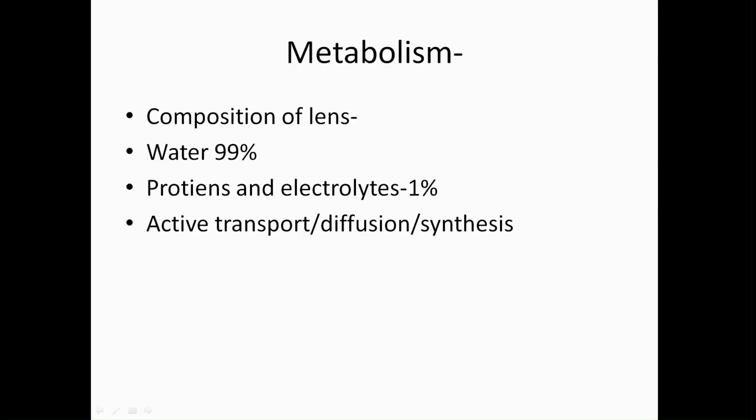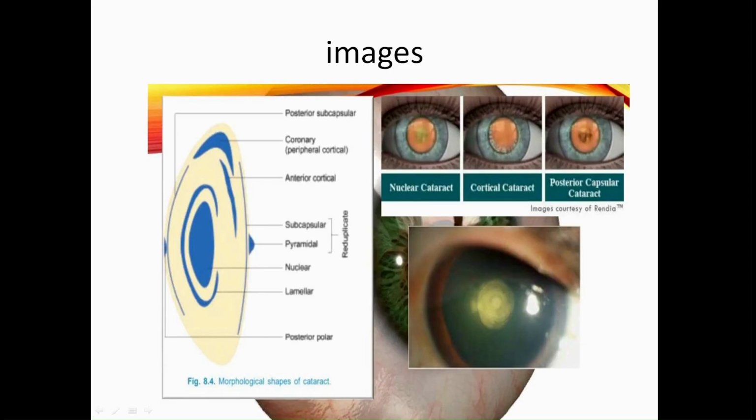What is the metabolism involved in formation of cataract, or what is the metabolism of lens, is extremely important for your long questions, short questions, as well as in your MCQs. Composition of lens is 99% water, 1% protein and electrolytes. There is an active transportation, diffusion and synthesis of proteins. Here we can see some images. These are the slit lamp images towards the right, and this is how we can see the distribution of cataract.